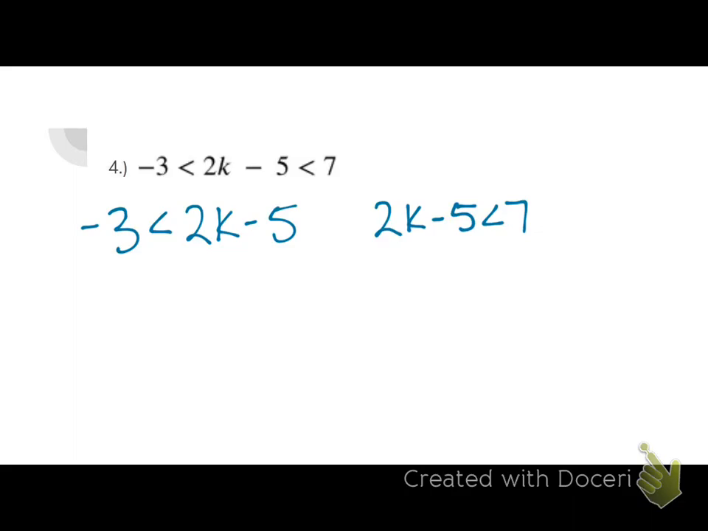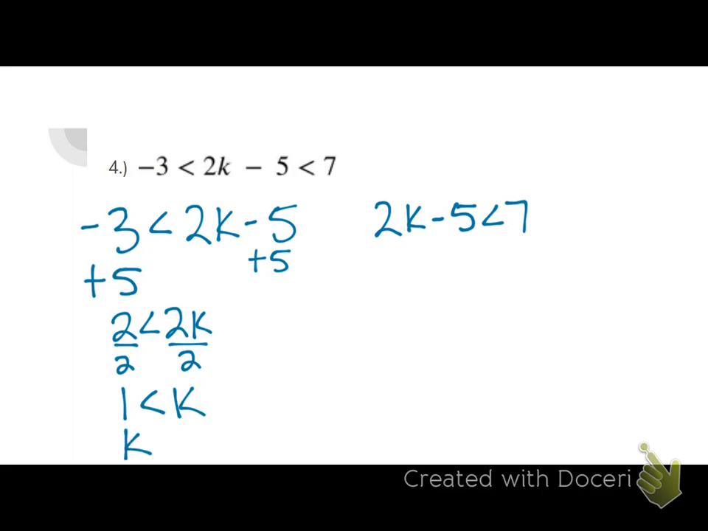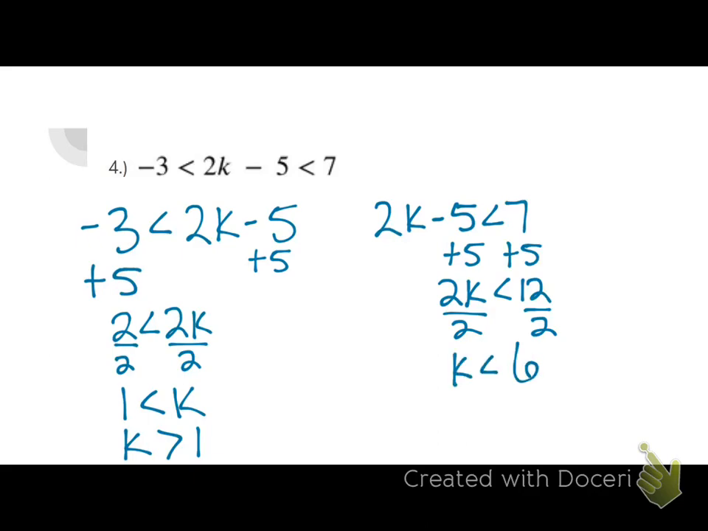On both of them, what's my first step? Add 5 on both sides. And then I would divide by 2. We get 1 is less than k, but we need to switch it around. K is greater than 1. I take the same steps to solve the other one. This time I get k is less than 6.